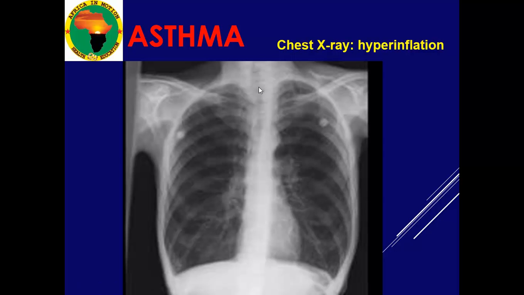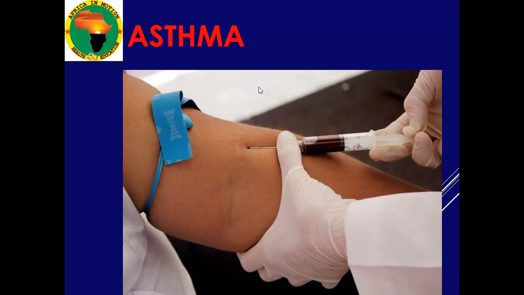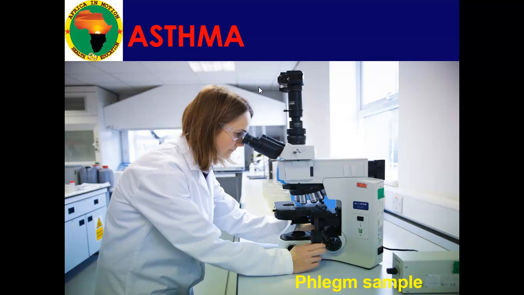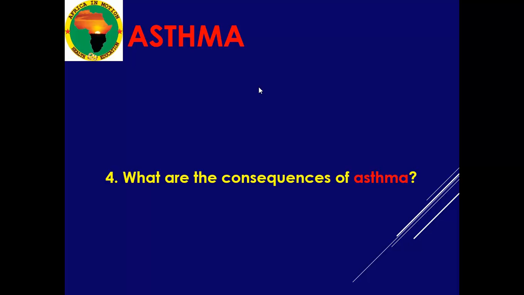Then the air gets trapped inside. The blood you take, you go examine what might be the underlying causes. Then you can also take the sputum on the microscope and check different bacteria that might be hiding behind asthma. What are the complications of asthma?